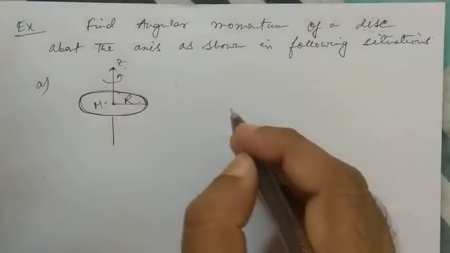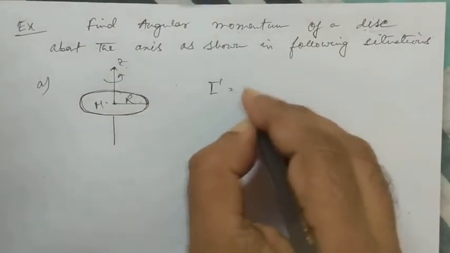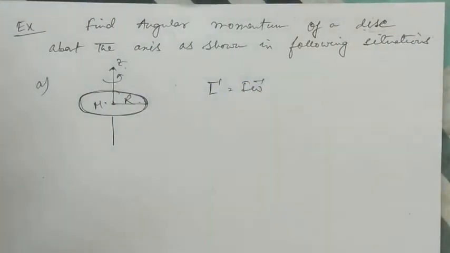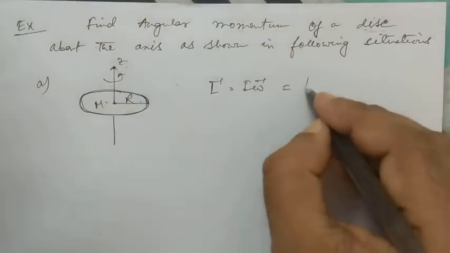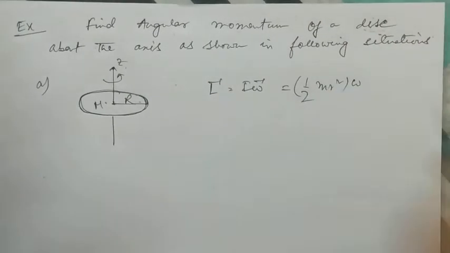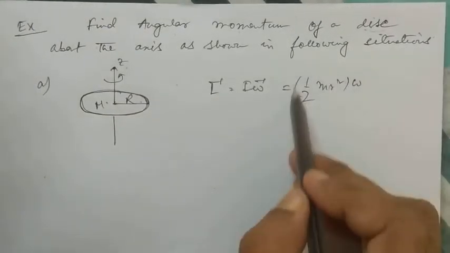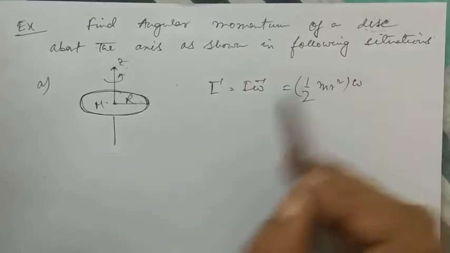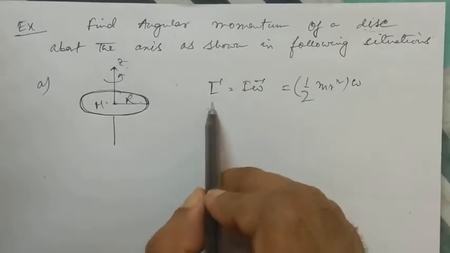So rotational motion means the formula should be L is equal to I omega, as I have discussed in the previous video. Now what is I for a disk along an axis which is passing through the center of mass and perpendicular to its plane? That is half m r square omega. Now as this is a vector, this is the quantity which is denoting the magnitude of the angular momentum.